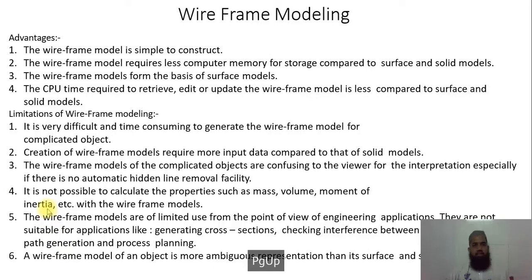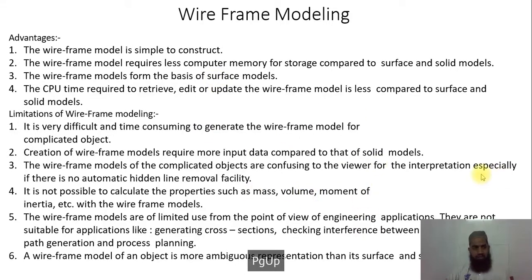Next, it is not possible to calculate properties such as mass, volume, moment of inertia, etc. with the wireframe model, because the wireframe model is totally hollow from inside. There is no surface, no solid inside. So it's not possible to find properties like mass, because mass always requires some part. Mass is always related to volume, moment of inertia, and other things also. So it is not possible to determine and calculate it.